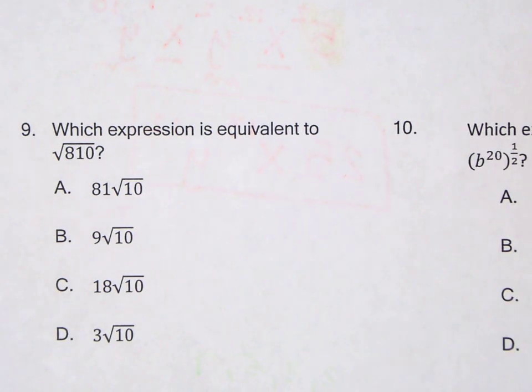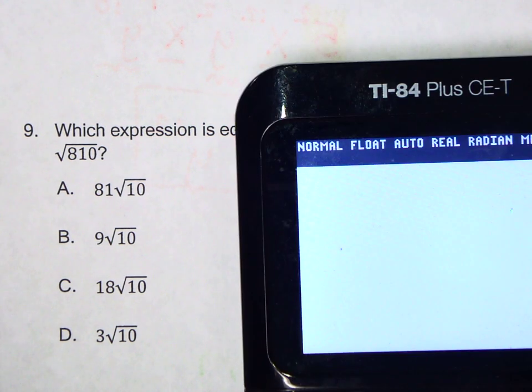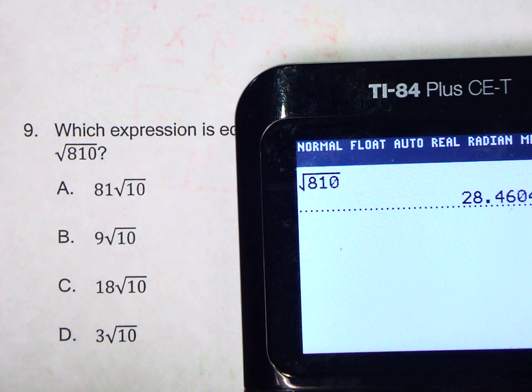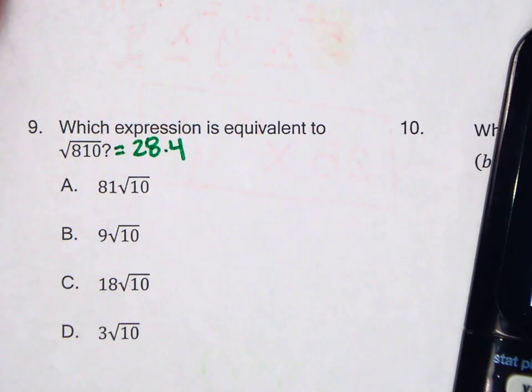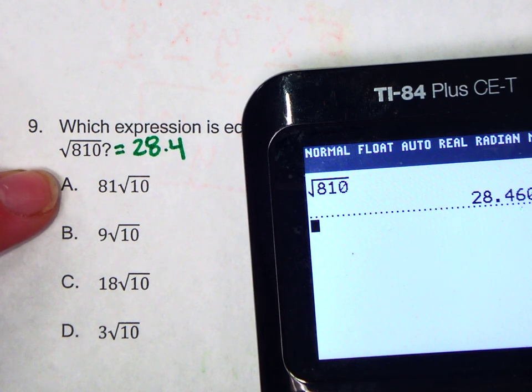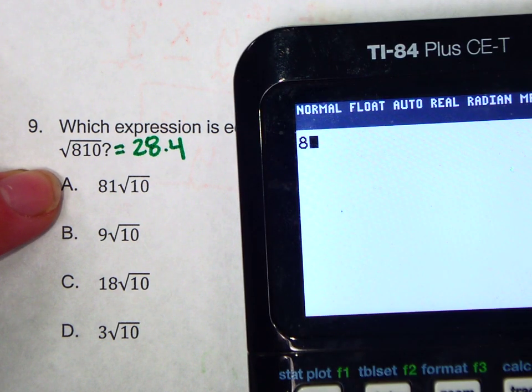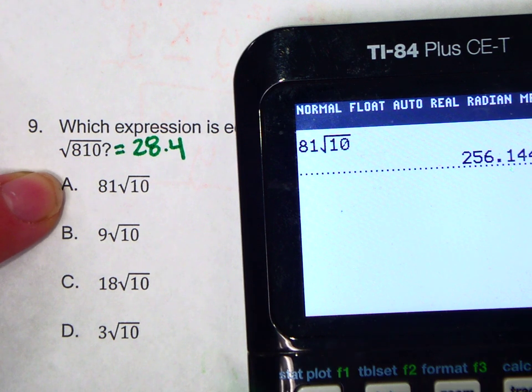Number 9 is just like the one we did, where you can kind of use your test-taking strategies and type in the answer choices to see which one's right. All right, so I know my decimal should be about 28.4. All right, 81 square root of 10. That's not 28.4, so that's not right.